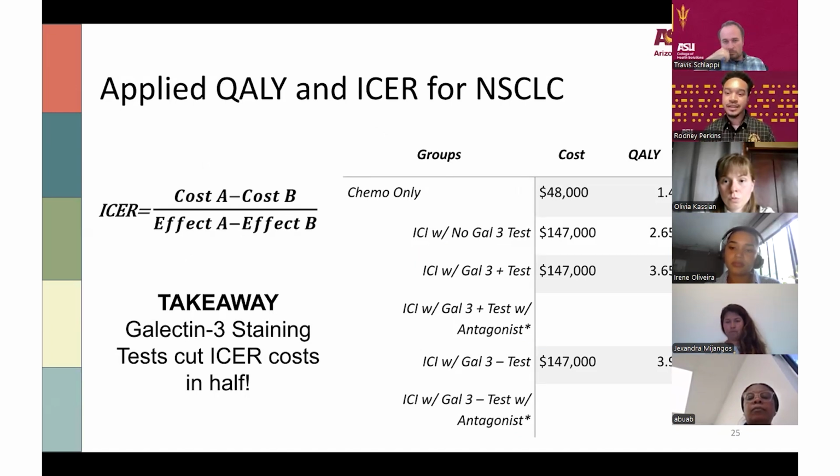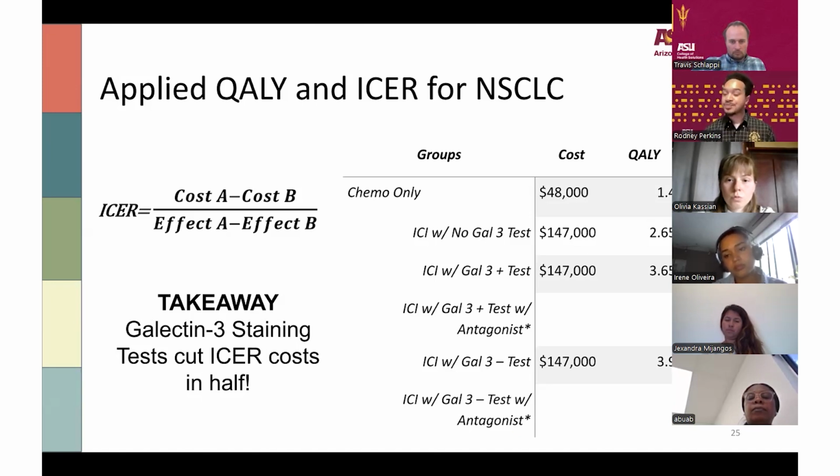Now, when we look at patients who are taking ICIs with no galectin-3 test, the cost for that ICI could be roughly $147,000, which would give them 2.65 QALY, right? But when we take a look at the ICER for that, it is going to be $79,200, right? So that is with no galectin-3 staining test incorporated.